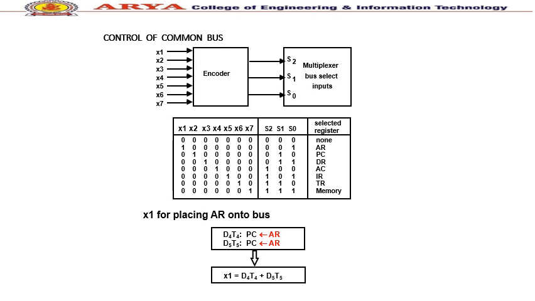This is the control of the common bus. There are an encoder, a multiplexer, and bus select inputs. This is the table. There are different selection bus values that select a register, for example AR, PC, DR, accumulator, IR, TR and memory.